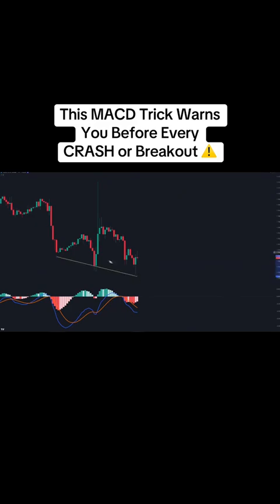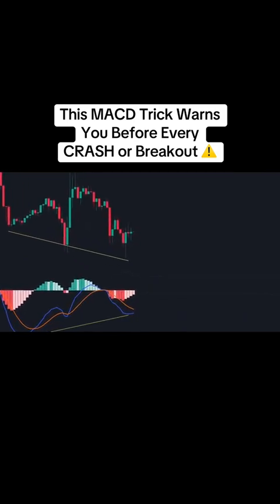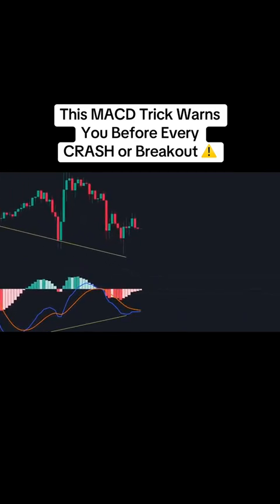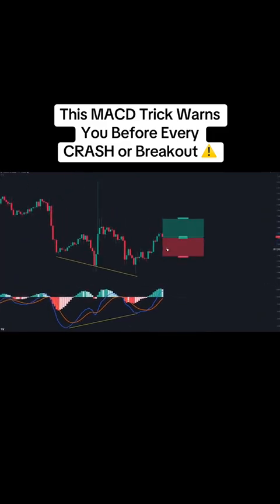When I see divergence forming, I don't enter immediately. I wait for the MACD 0 line crossover in the same direction. That extra patience filters out tons of fake signals. If it's a bullish divergence, I wait for the MACD line to cross above 0. If it's bearish, I wait for it to drop below 0. That shows the shift in momentum is real, not temporary.